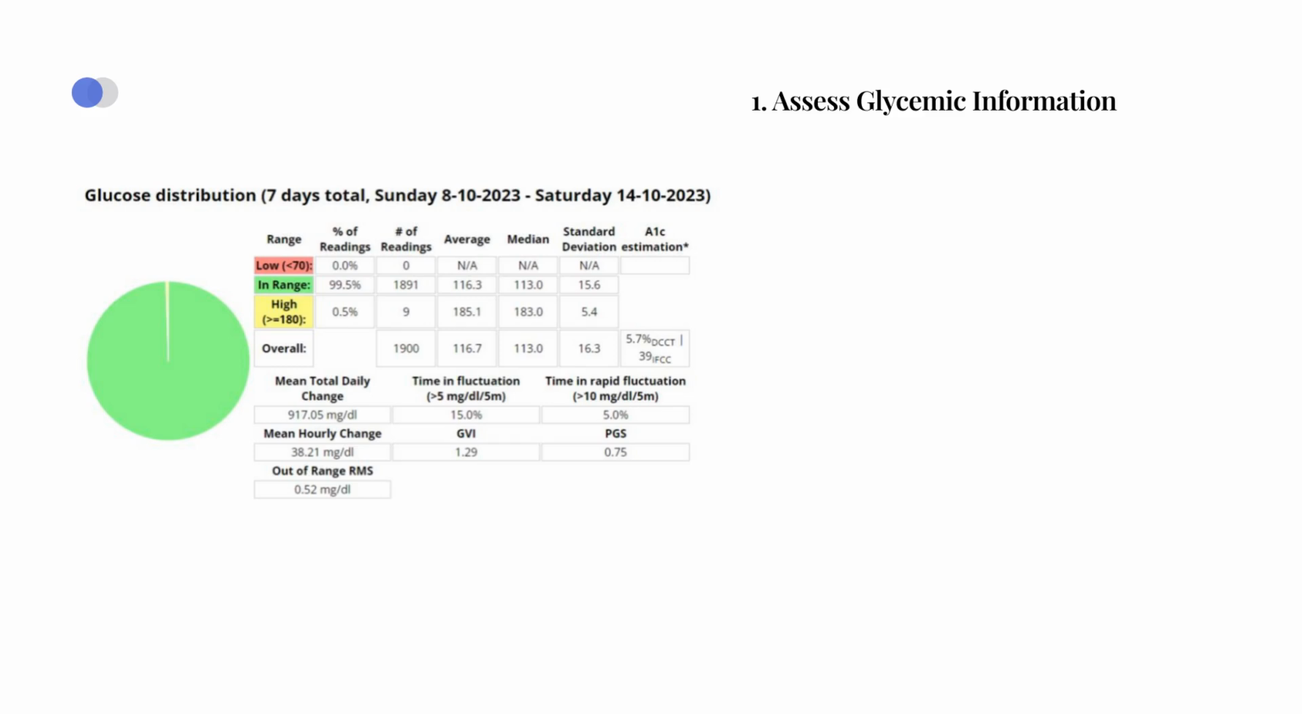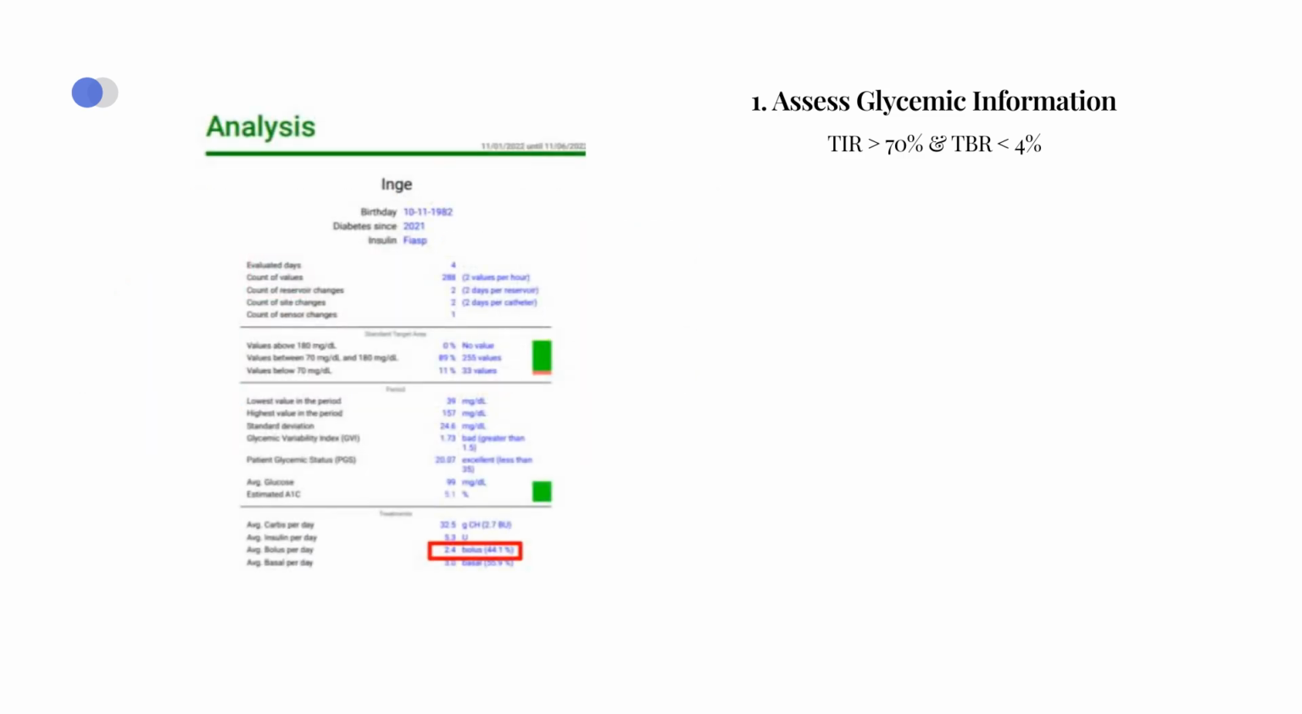1. Assess glycemic information. Check on the distribution report if treatment goals, particularly time in range and time below range, are being met over the past 2 to 4 weeks. Following international guidelines, time in range should be above 70% and time below range should be below 4%. If you have access to the analysis report of Nightscout Reporter, take note of the frequency of meal bolusing, which you would expect to be on average 3 to 4 times per day.